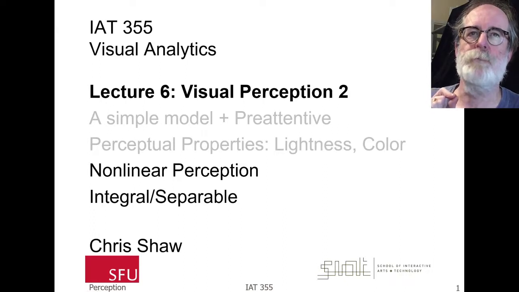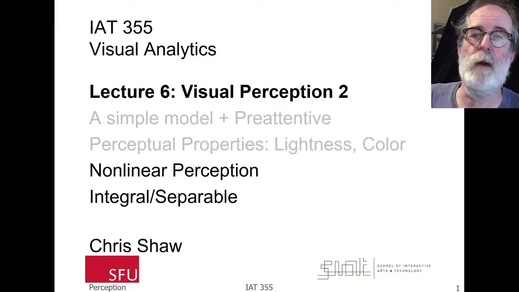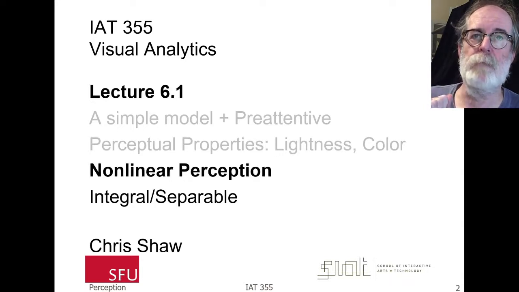lightness and color. Today, we're going to be talking about nonlinear perception, which is the situation where you find most of our perceptual capabilities are not a direct correspondence one-to-one with the strength of the signal that we're perceiving. So we're going to talk about that concern and how to deal with it. And the last part of Visual Perception 2, Lecture 6, is going to be about integral versus separable visual items. So let's now talk about nonlinear perception.